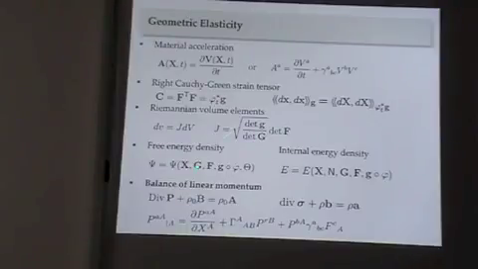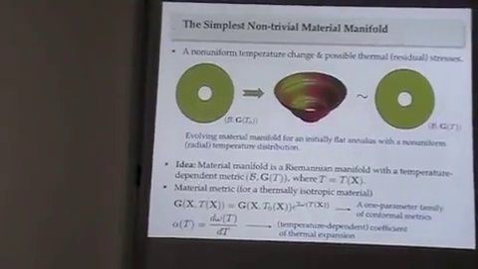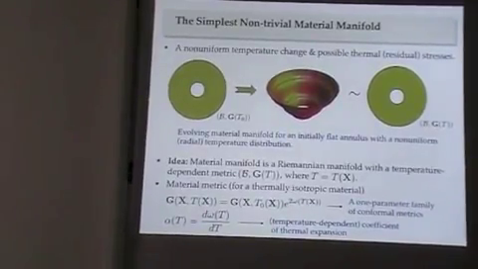And the other important thing is if you look at free energy or internal energy density, you're trying to make a scalar out of a two-point tensor. So this internal energy density explicitly depends on both metrics. Of course, you have your balance of linear momentum, and it's always easier to write it in the ambient space because your ambient space is flat in the examples. Okay. So you just need to write things very, very carefully. So let me just give you maybe the simplest non-trivial material manifold.